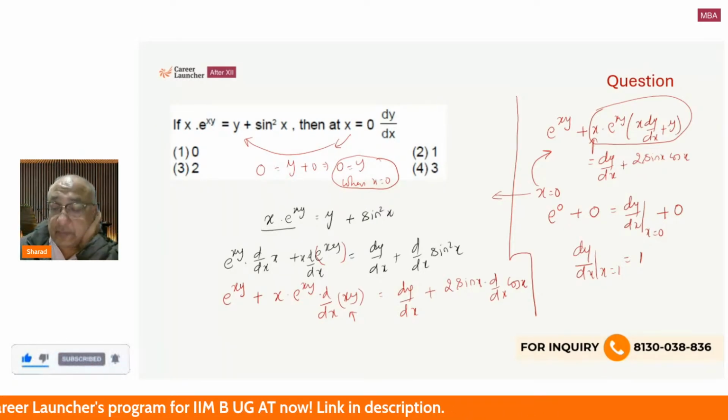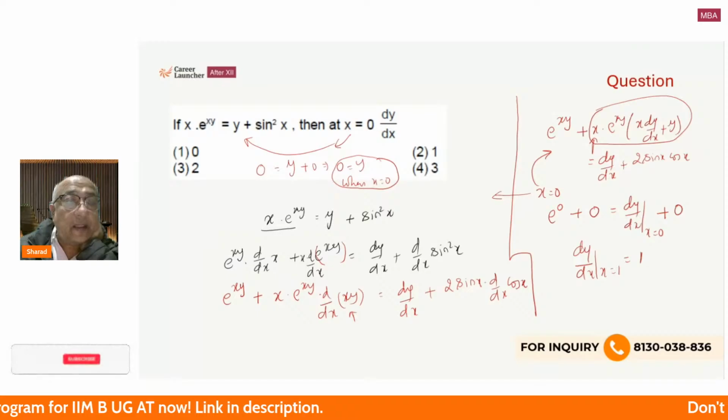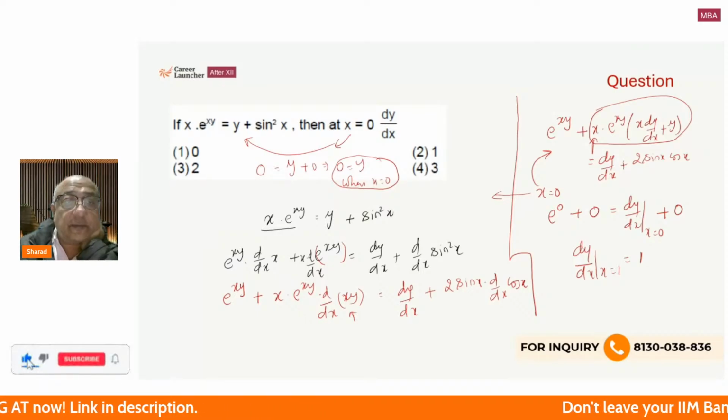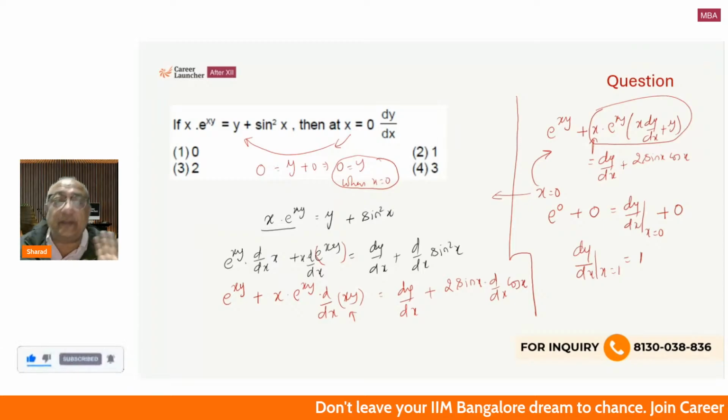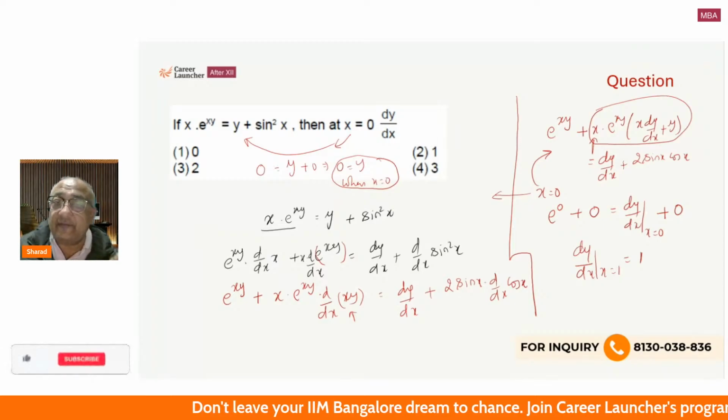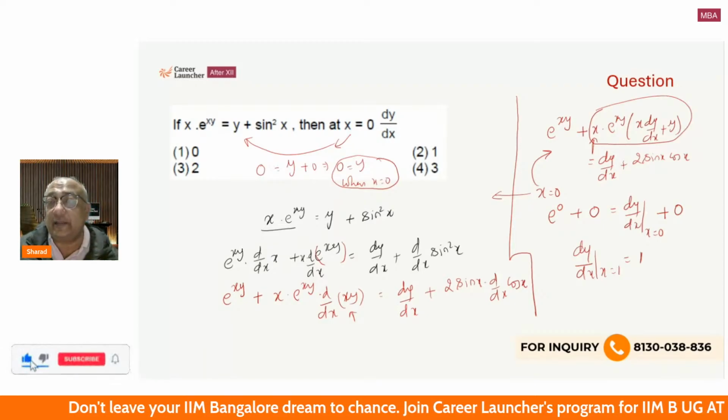See the beauty of this question which I have just taught you. The best thing in what I just taught you was that we did not need to write dy by dx in terms of y and x. I have just put the value of x and y and got dy by dx.